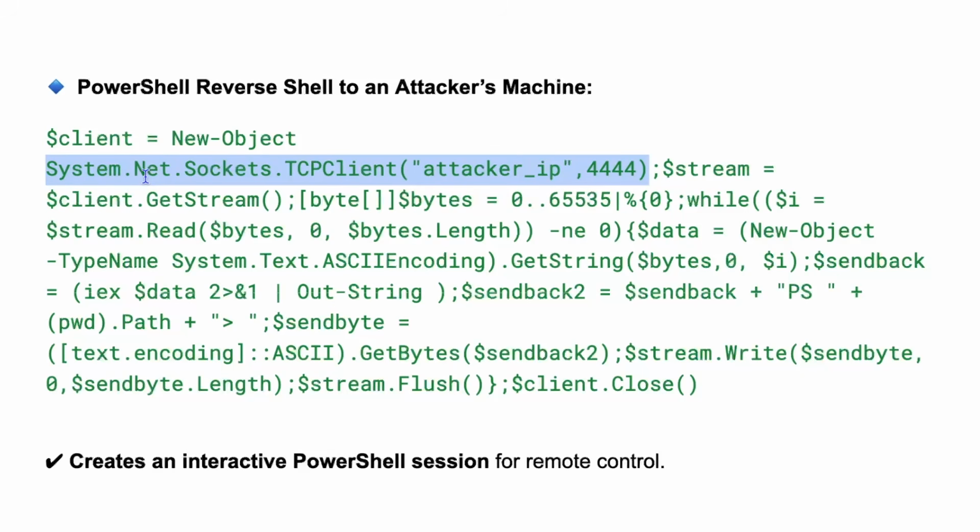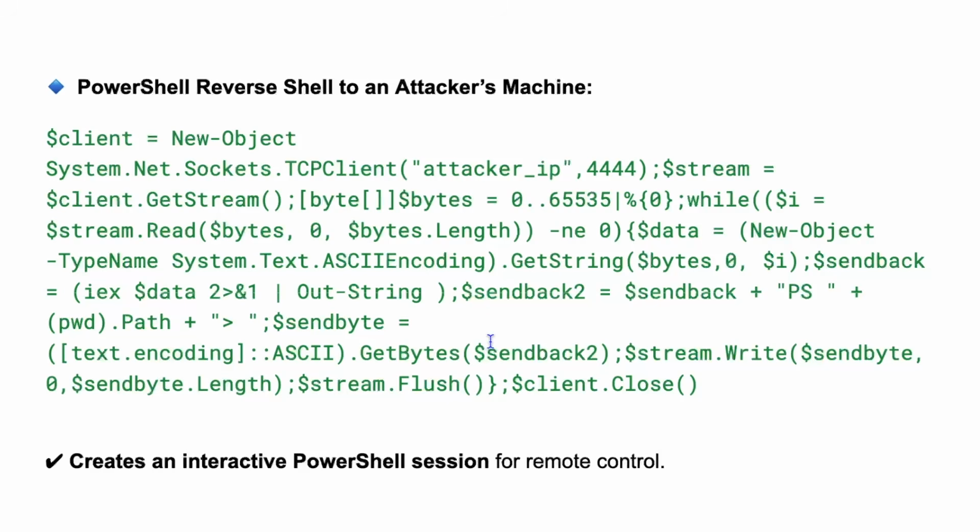And then after the fact, you have the stream variable that's created, and the stream variable is going to say to the client, which is this guy right here, this new object, this piece right here, it's going to say, hey, client, I want you to get the stream, and then at the byte level, etc., etc. So I'm going to go ahead and get the breakdown of this so that it makes a little bit more sense for you in case you're curious.